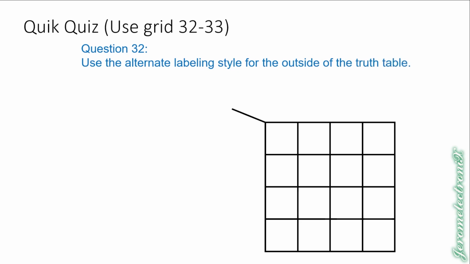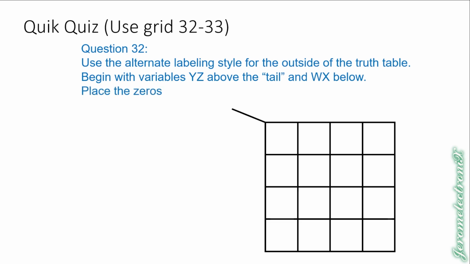On question number 32, use grid 32 and 33. Use the alternate labeling style for the outside of the truth table, but just use WX and YZ on the tail. Begin with the YZ above the tail and the WX below the tail, which tells us that we're going to be numbering a different direction this time, right? So place the zeros instead of the variables above and beside the table.